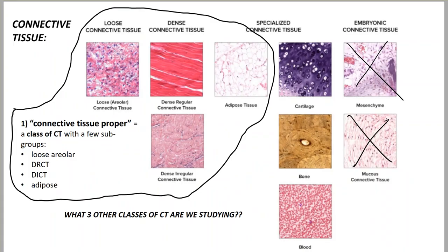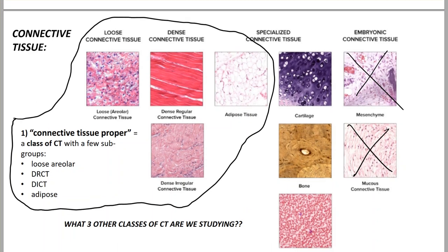Because connective tissue comes in so many forms, there are four main groups or classes of connective tissue. The first one that you'll learn has multiple forms in it, and it is connective tissue proper. Connective tissue proper consists of loose areolar connective tissue, dense regular connective tissue, dense irregular connective tissue, and adipose tissue. All of those are flavors or subgroups of connective tissue proper. See if you can figure out what the three other classes of connective tissue we're studying are.